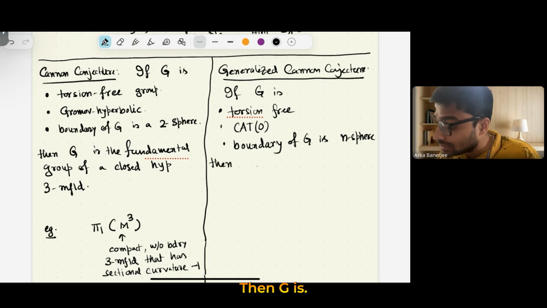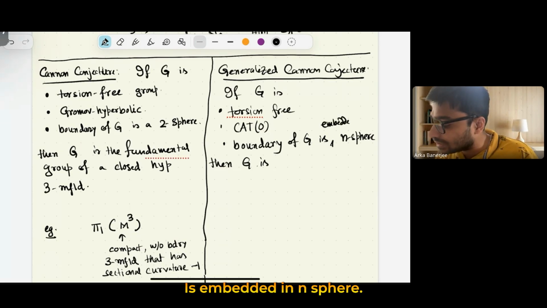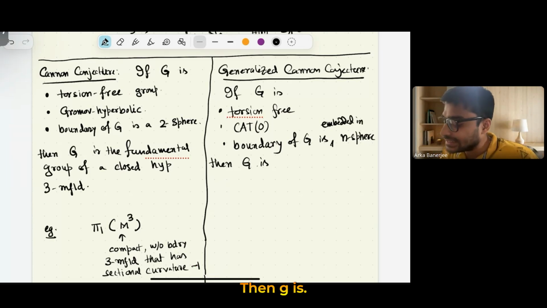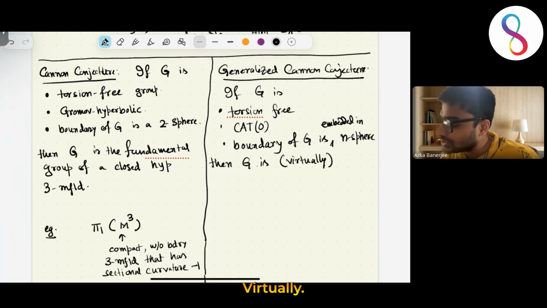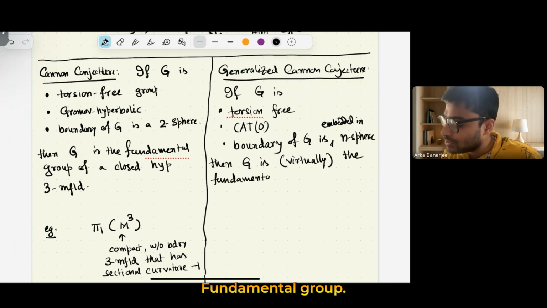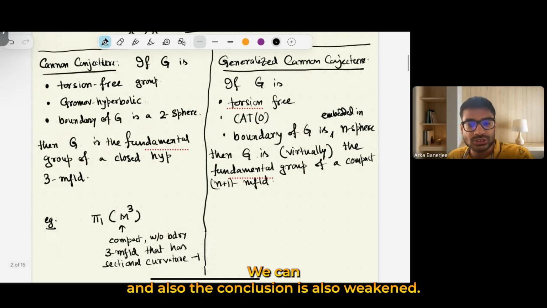Then G is well, the boundary is not exactly the n sphere, but embedded in the n sphere. Then G is virtually the fundamental group of a compact n+1 manifold. So here the hypotheses are weakened, and also the conclusion is weakened.